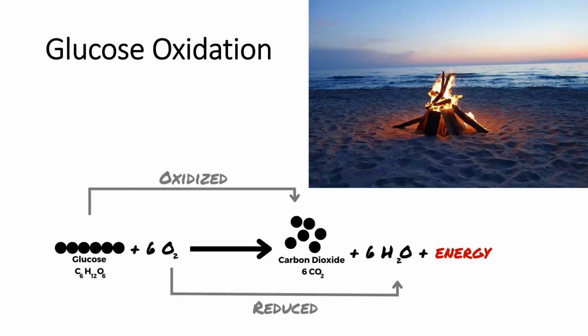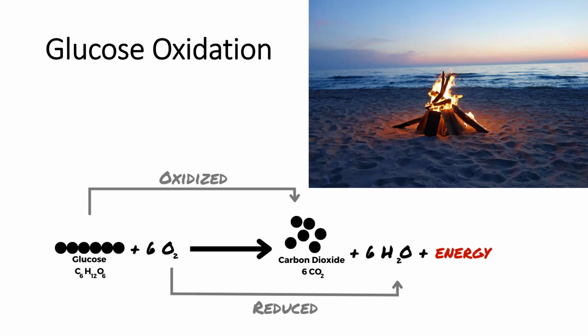As glucose is oxidized, it loses electrons. Bonds are broken, carbon dioxide and energy are released. Oxygen, meanwhile, acts as an electron acceptor, gaining those electrons to form water molecules. While this process is useful if you want to stay warm on a cold night on the beach, it isn't particularly useful to cells. Most of the energy in combustion is released as heat.